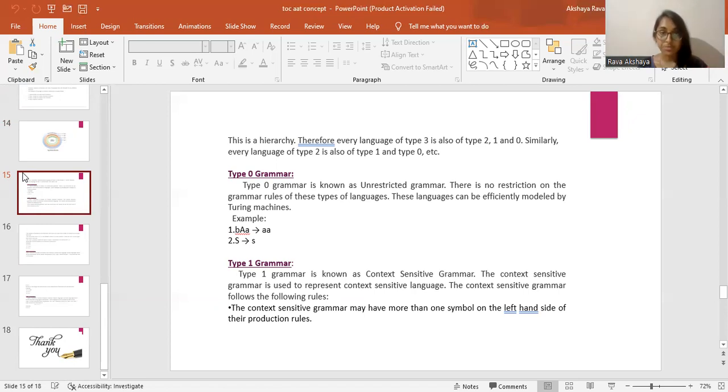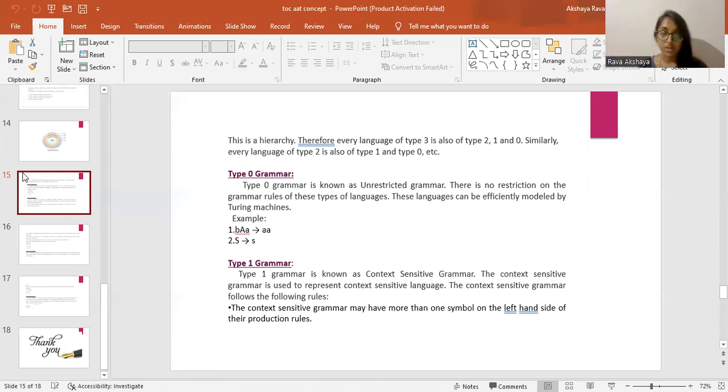Type 0 grammar. Type 0 grammar is known as unrestricted grammar. There is no restriction on the grammar rules of these types of languages. These languages can be effectively modeled by Turing machines. Example: bAa implies aA, and S implies S.